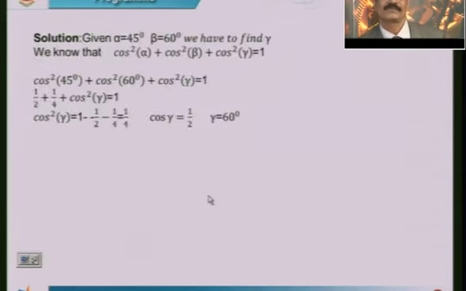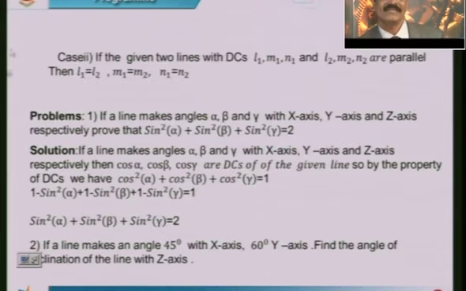So one more. Based on this idea only, if a line makes an angle 45 degrees with x axis, 60 degrees with y axis, find the angle of inclination with z axis.